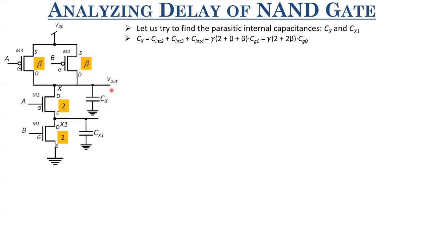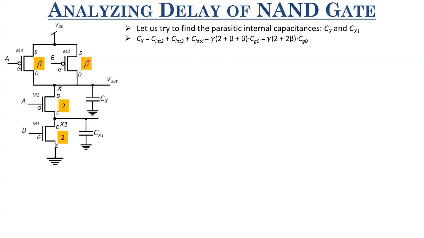So what exactly are the intrinsic capacitances? Intrinsic capacitances can be simply given by gamma CG0 times the width, right? Because the intrinsic capacitances, that is CGD as well as CDB, both are proportional to the width. So if you have increased the width by beta, what will that do? It will increase its intrinsic capacitances by beta. So what is your Cint for this?